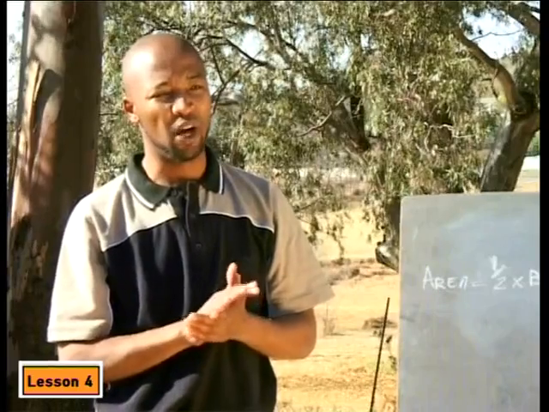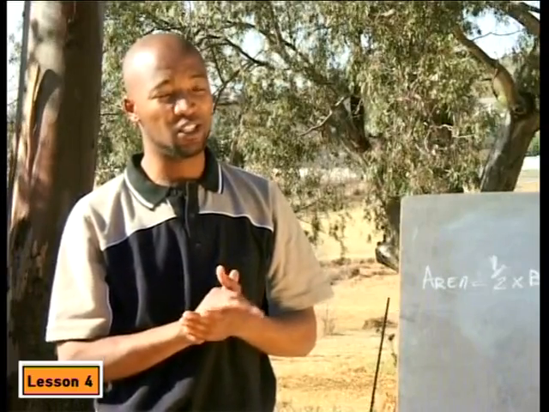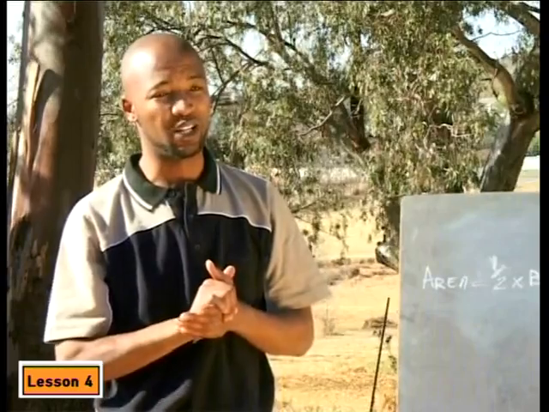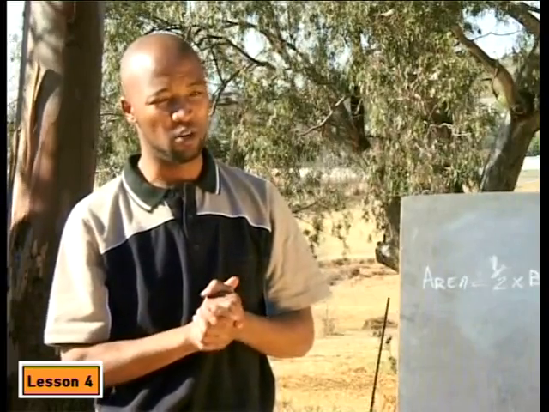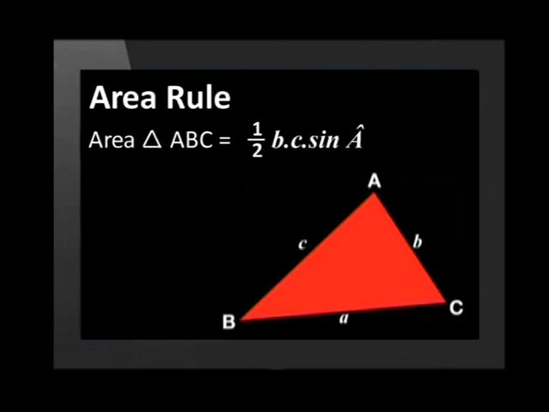Actually, your formula for area has its uses. Mathematicians used it as a starting point to work out another formula for area using trigonometry. And this is the formula you're going to use today. Have a look at it. Let's see. It says that the area of triangle ABC is half bc times sine A.